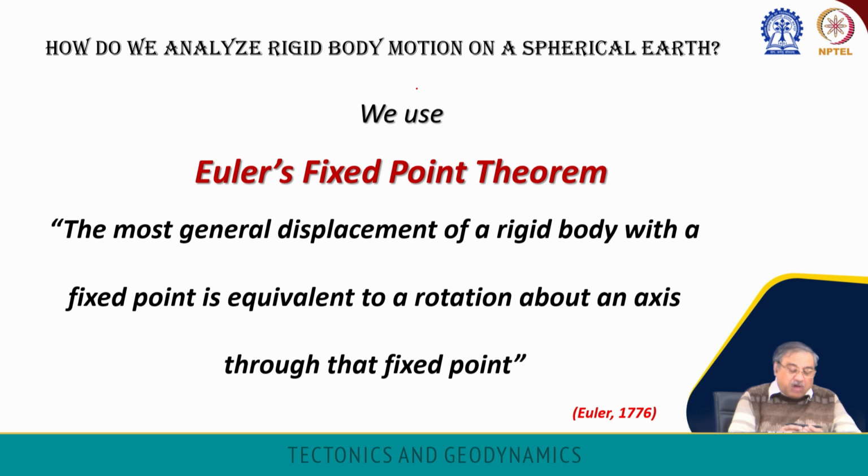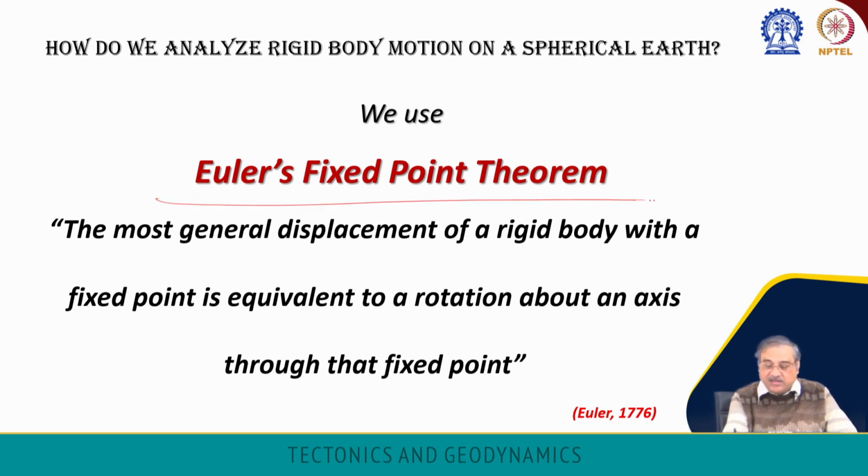So how do we then begin to analyze rigid body motion on a spherical Earth? And this is where we come to the concept that is central to what we're going to discuss today. This is Euler's fixed point theorem. Now, how was this theorem originally stated? It was stated long back. If you look at the bottom, Euler proposed this theory sometime in 1776. It's in the 18th century.